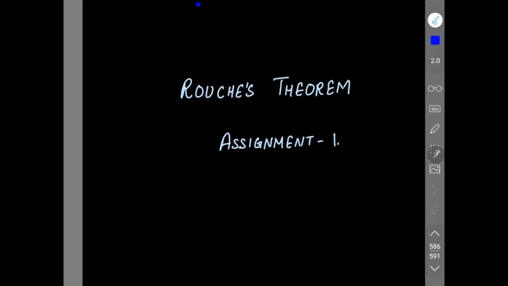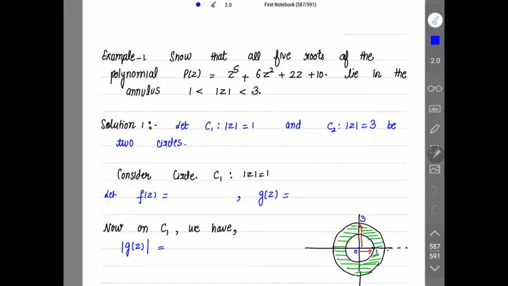So today we are going to discuss the assignment that is based on Rouche's theorem. So let's go for it. The first example is: show that all 5 roots of the polynomial p(z) = z^5 + 6z^2 + 2z + 10 lie in the annulus 1 < |z| < 3. So we have a polynomial p(z) and we have to show that all the 5 roots of this polynomial lie in the given annulus.